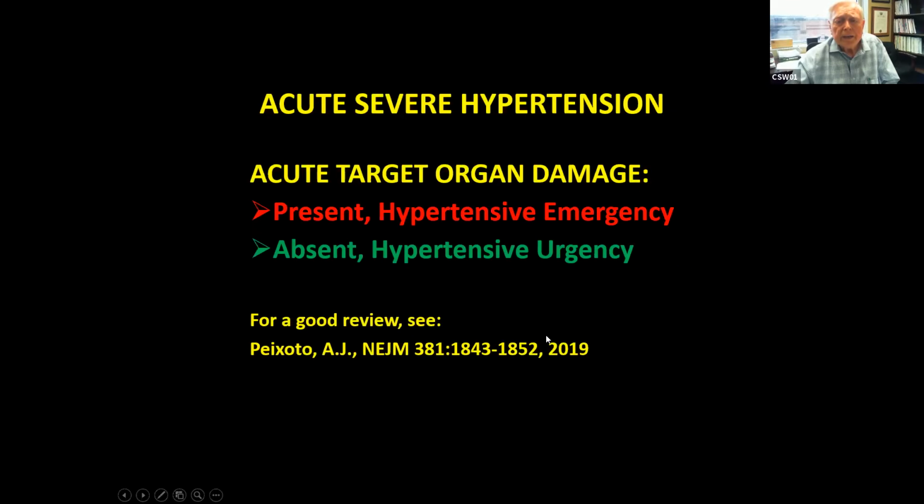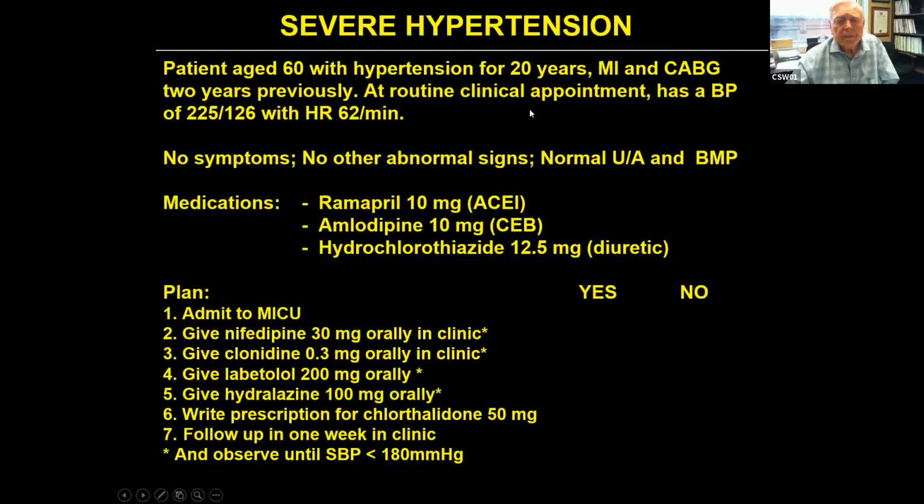So if we go back to this patient here, is there acute target organ damage that we see? And the answer is no. He's got past organ damage for sure. He's got severe hypertension for sure. But there were no symptoms or signs suggesting acute target organ damage.